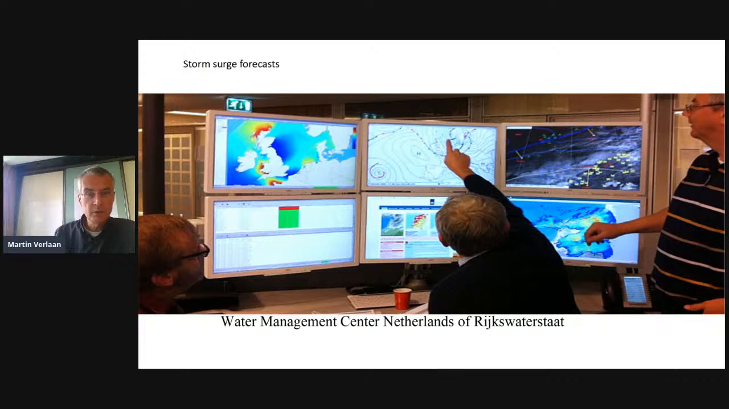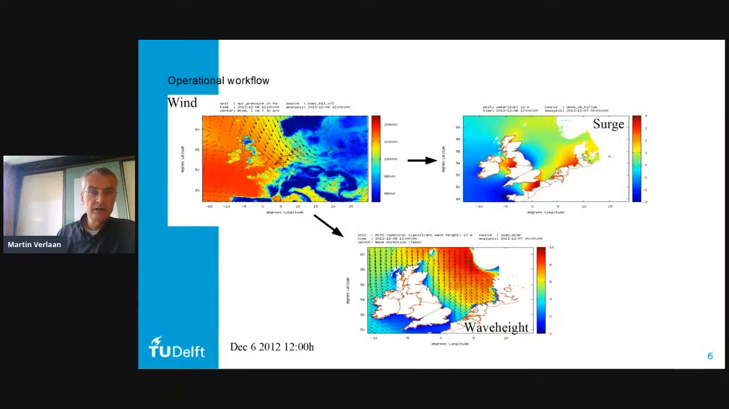In order to make this possible, we have a forecasting center here in the Netherlands, but there are in many of the surrounding countries and other countries around the world too, where we try to make forecasts of storm surges based on weather forecasts. There are people watching 24 hours a day, and then there's a bigger team whenever there's a storm coming up.